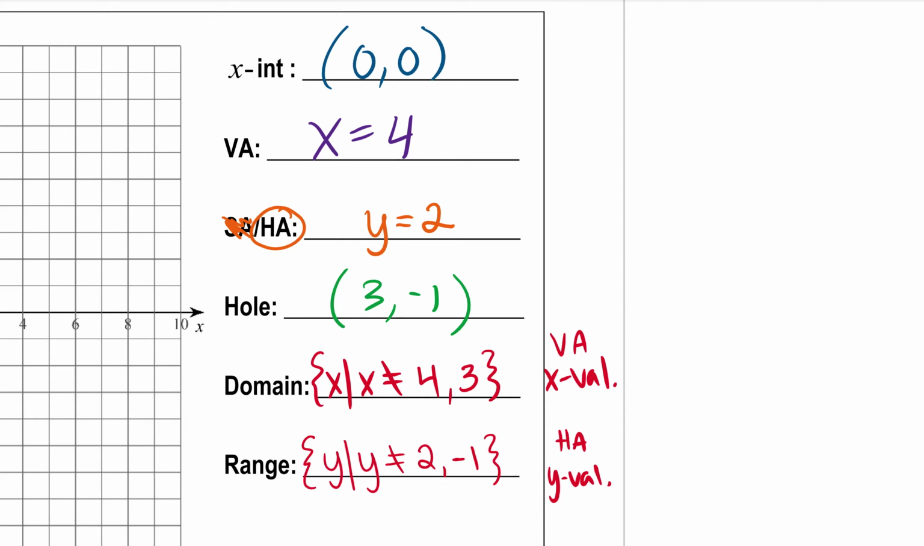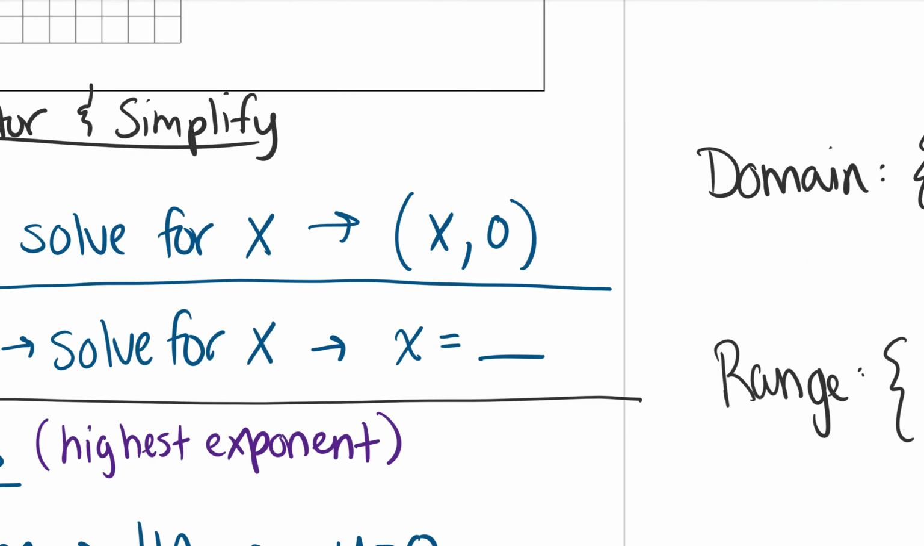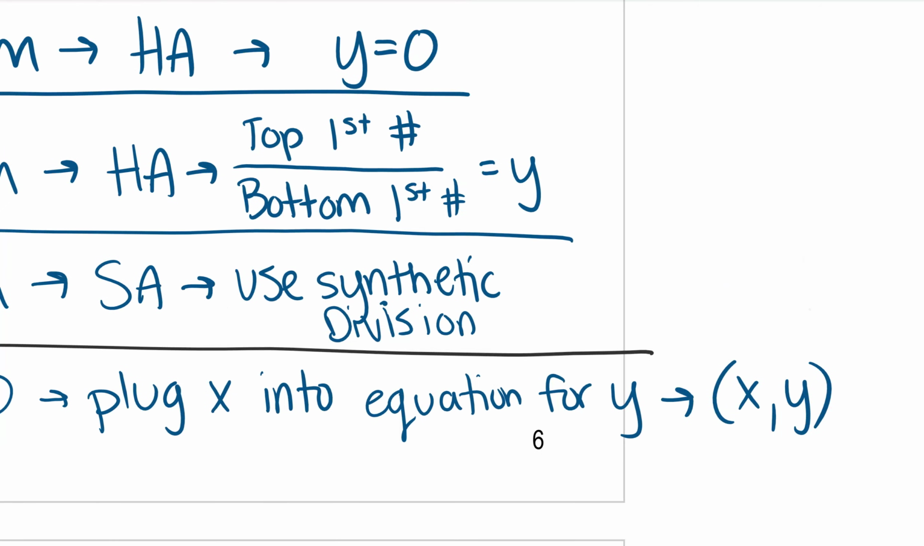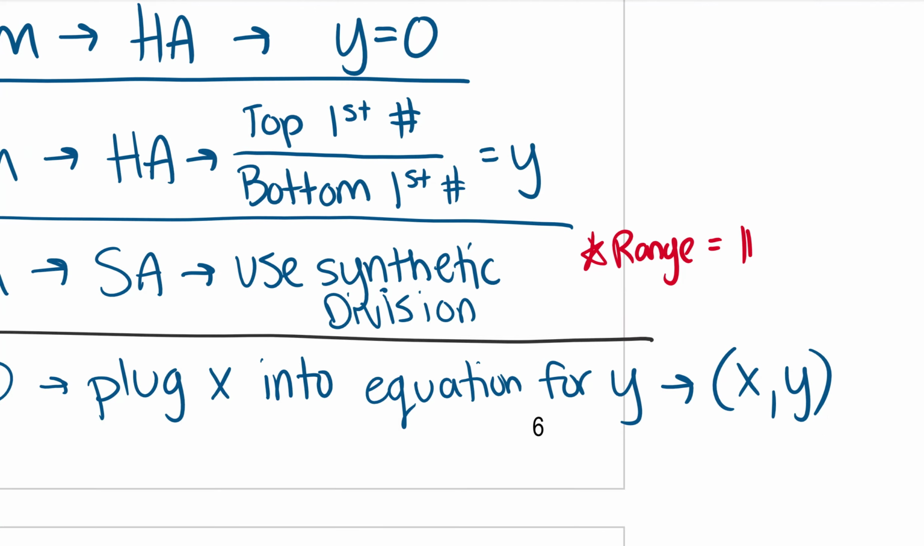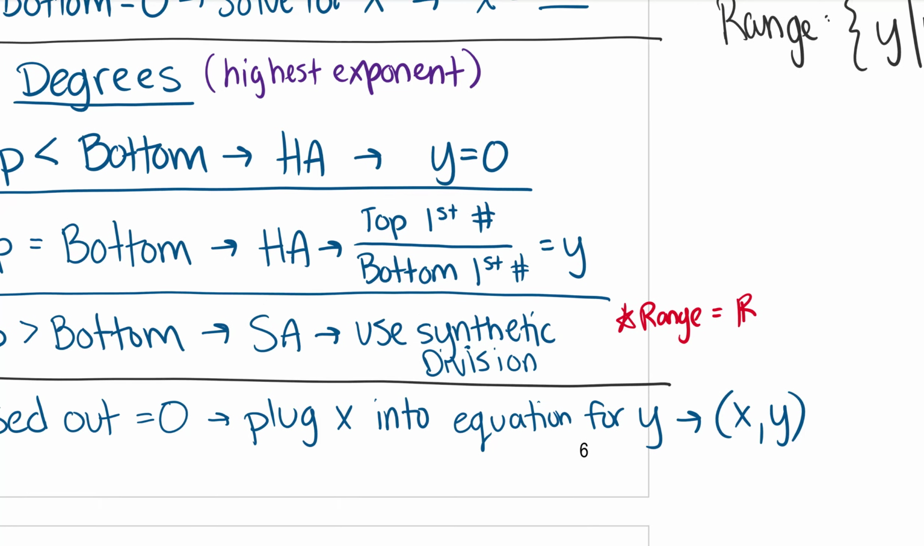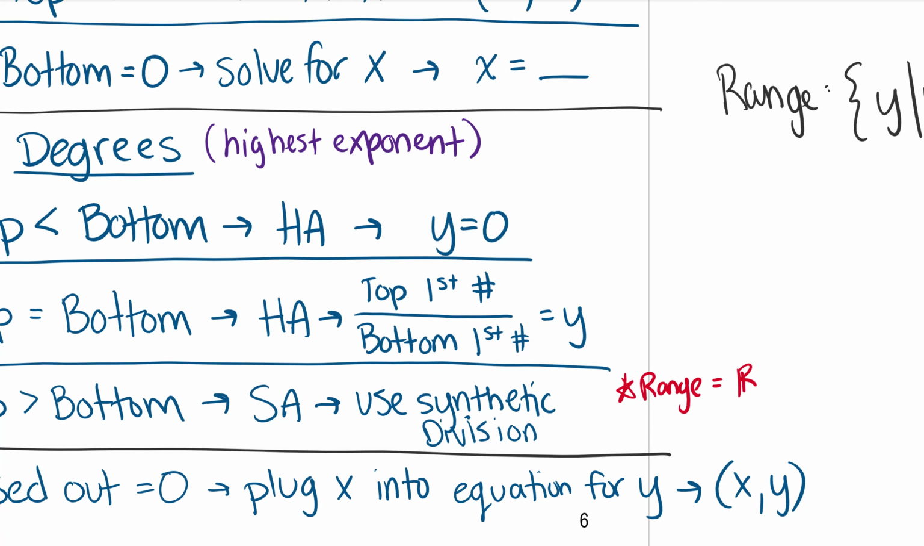Now if I had an SA, a slant asymptote, it'd be a little different. So if you ever have a slant asymptote, your range is going to be all real numbers. Just letting you know. Maybe you can go back and write that down here somewhere. So I use synthetic division, and then also range equals all real numbers if I have a slant asymptote. And if you look at the homework later, on the one that has a slant asymptote, you'll see why on the picture.